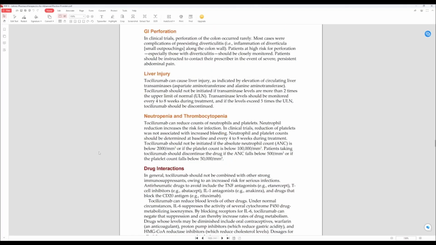Liver injury. Tocilizumab may cause liver injury, as indicated by the elevation of circulating liver transaminases. Tocilizumab should not be initiated if transaminase levels are more than 2 times the upper limit of normal. Transaminase levels should be monitored every 4 to 8 weeks during treatment, and if the levels exceed 5 times the ULN, or upper limit of normal, the medicine should be discontinued.